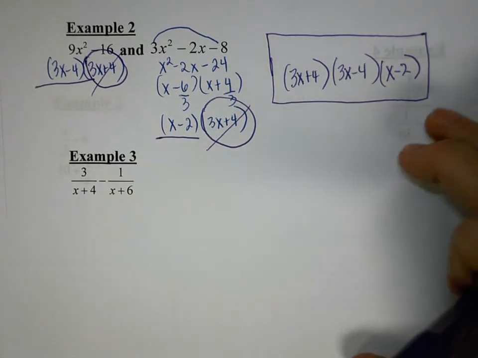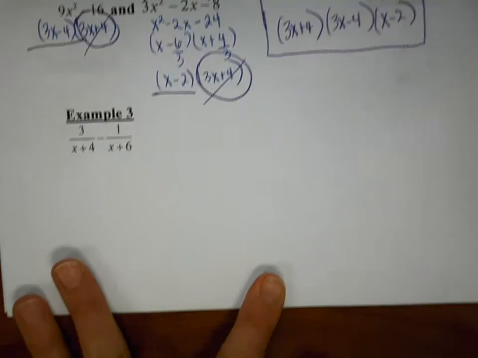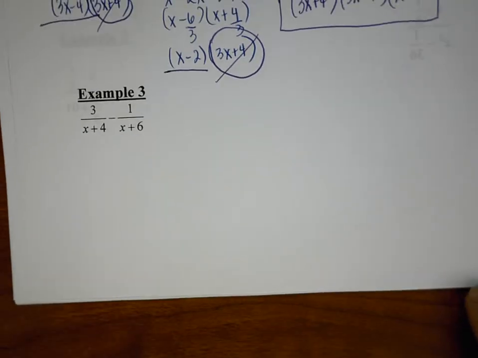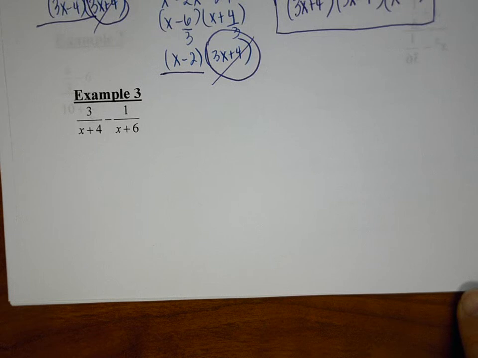So on example 3 now, we actually have to simplify this. So we're going to basically do what we just did, which is find your common denominator. But this one's pretty easy because can I factor the bottom on either one? So what would be my common denominator?